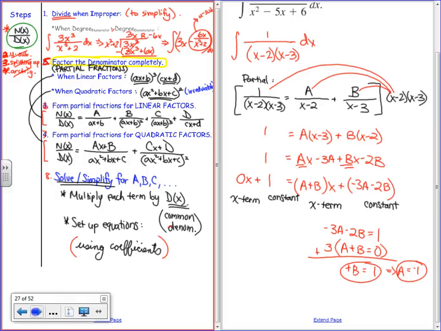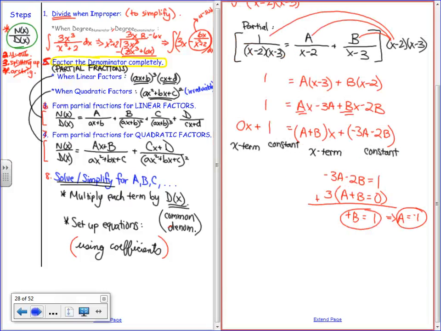So then what? Well, now I have my partial fractions, right? And technically, we had already done this one, guys, but I wanted you to see us do it one more time with the entire process. So then I would take my integral of 1 over x squared minus 5x plus 6. I could make it equal to A, negative 1, over x minus 2. Careful, make sure you do the right one. Plus B over x minus 3.